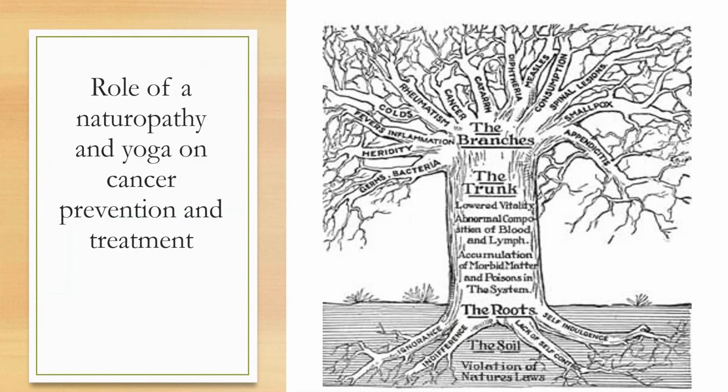First there will be accumulation of morbid matter. Then there will be abnormal composition of blood and lymph. When there is accumulation of morbid matter, there will be changes in the composition of blood and lymph that lead to lowered vitality and accumulation of poison in the system, which leads to various health conditions.